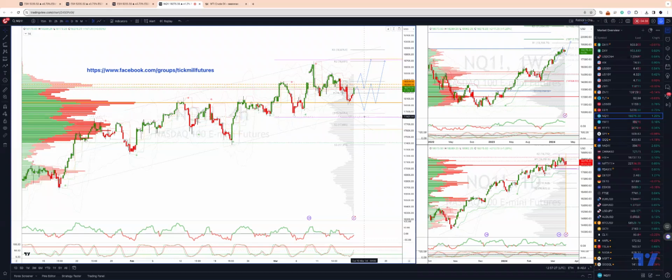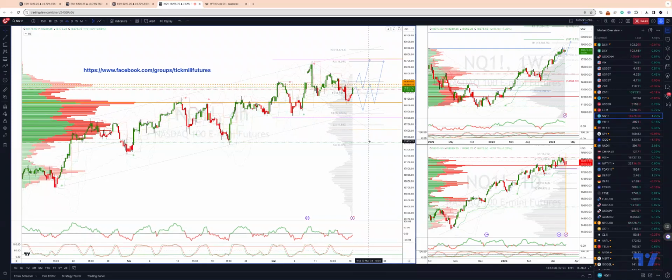At this stage, any close back through monthly projected range support 17,800 would be a bearish development, targeting weekly projected range support 17,600 and the value area low for this profile at 17,400.